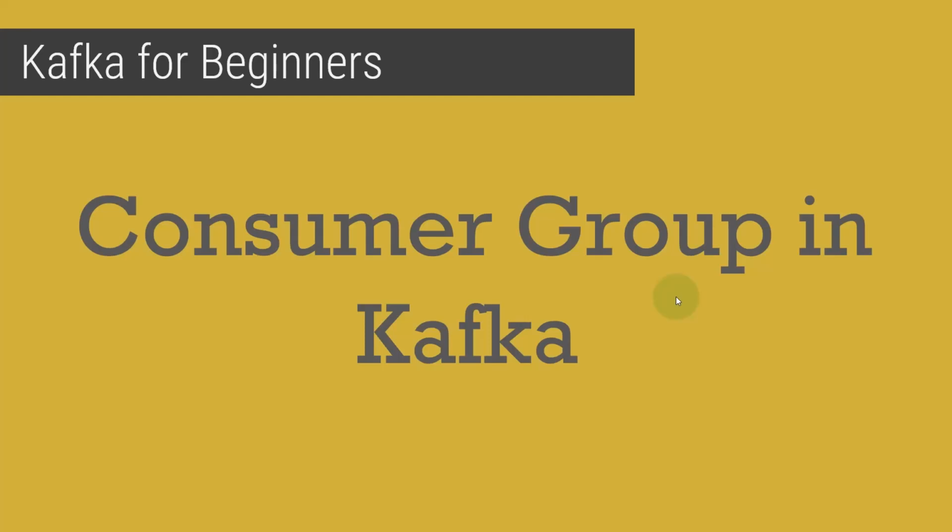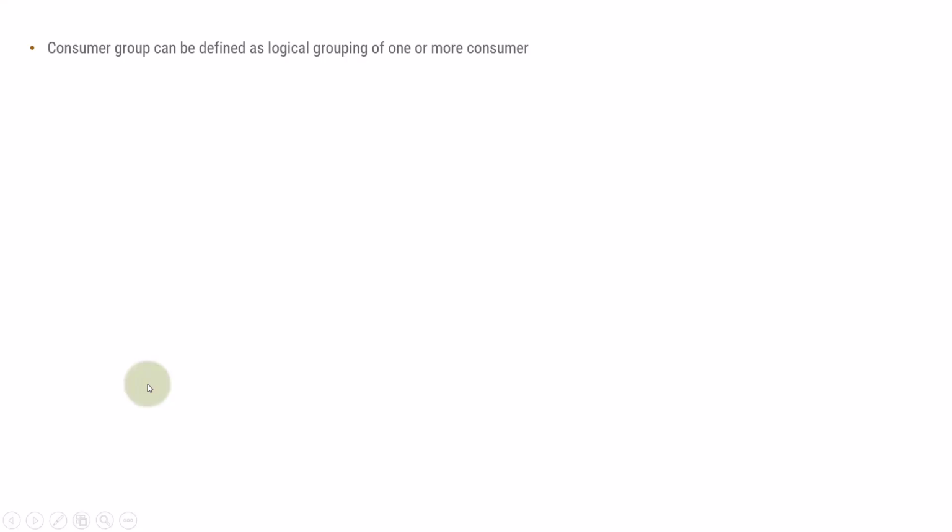Consumer group plays a very important role in the Kafka ecosystem, and if you want to design a very scalable architecture using Kafka, then you need to know about consumer groups. In the previous video, we saw what a consumer in Kafka is, but in this video, we'll understand the consumer group. A consumer group can be defined as a logical grouping of one or more consumers. So basically, when you group together one or more consumers, it logically forms a consumer group.